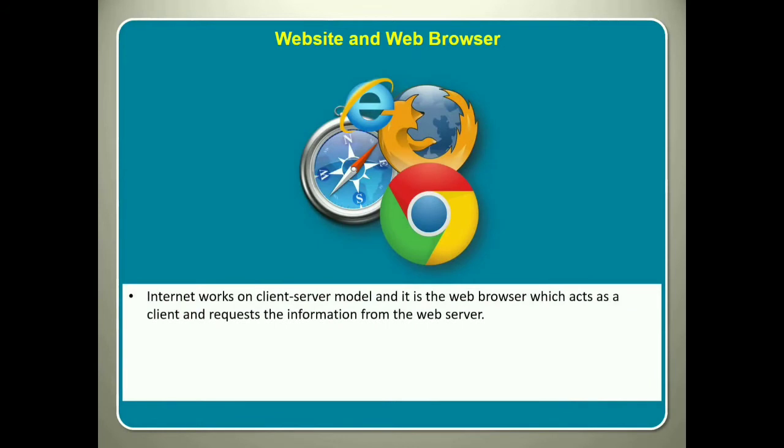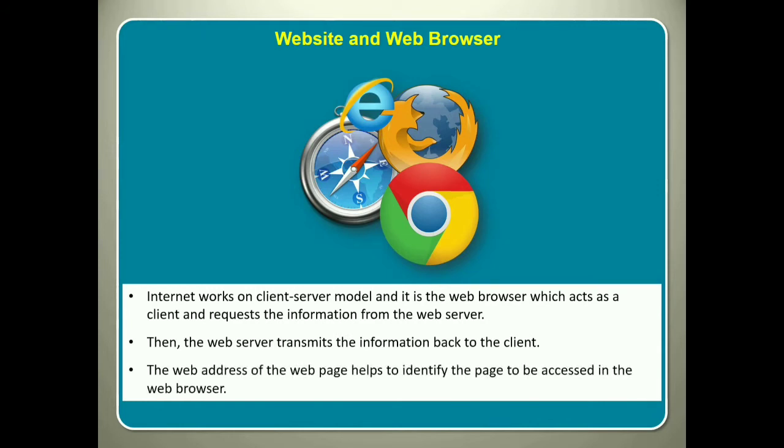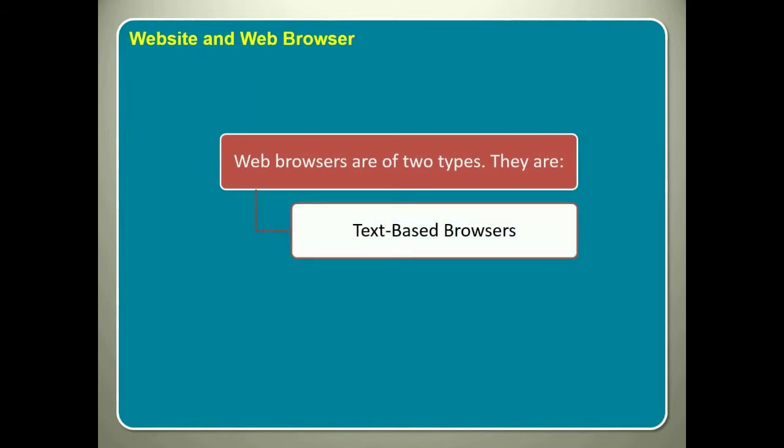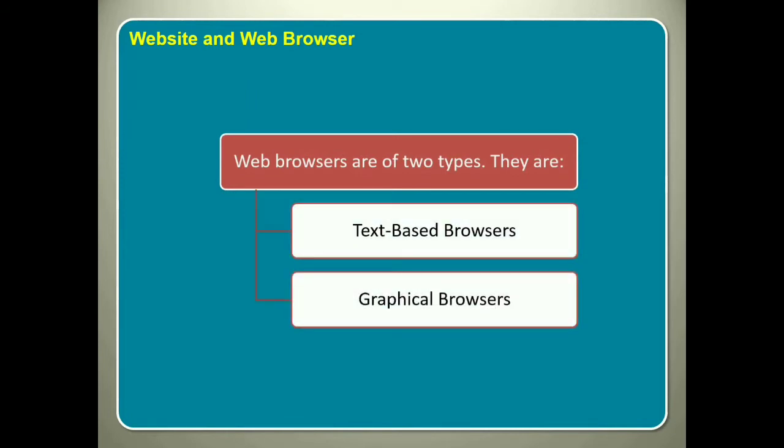The Internet works on the client-server model, and it is the web browser which acts as a client and requests the information from the web server. Then the web server transmits the information back to the client. The web address of the web page helps you to identify the page to be accessed in the web browser. Web browsers are of two types. They are text-based browsers and graphical browsers.